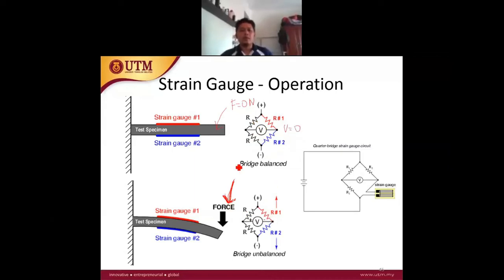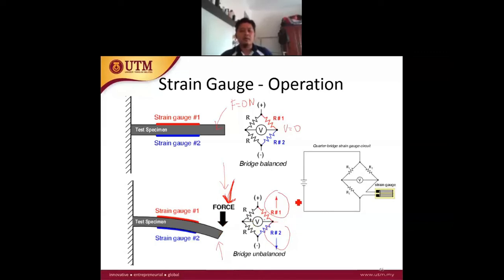When we apply a force, depending on the direction of the force, let's say the force is pushing the specimen downwards, the resistance of R1 will increase and R2 will decrease, causing the bridge to be unbalanced. When the bridge is unbalanced, the output can be measured across the Wheatstone bridge.